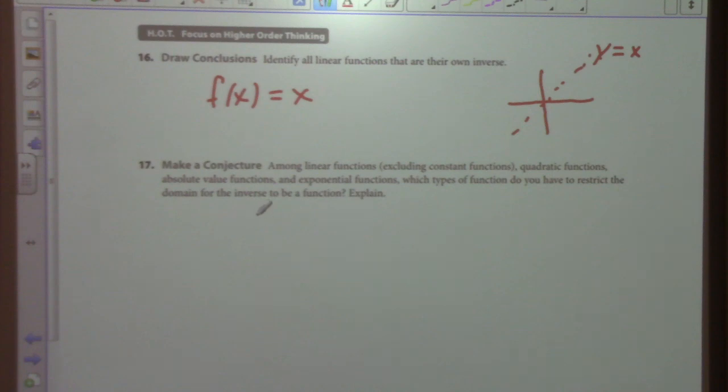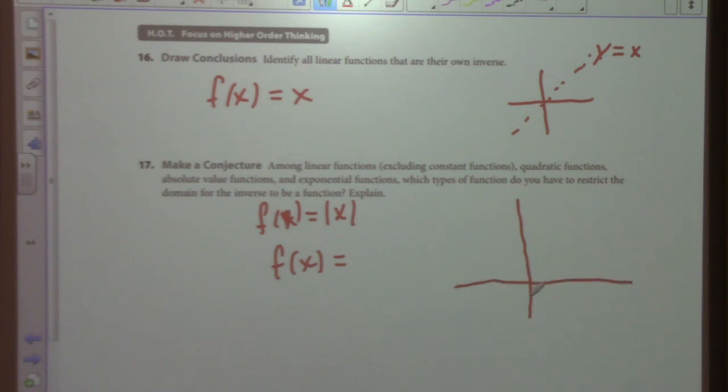Absolute value function. So, say f of x equals absolute value of x. Okay, so that's one of them. And then is there another one? Exponential. Okay, exponential, let's see what that looks like. We're going to do that later this year. The exponential function looks like this.